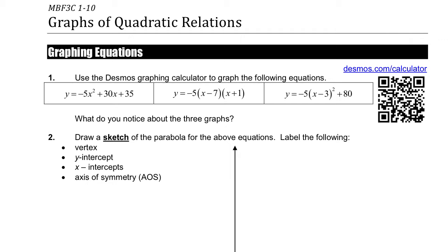So first off, I'd like you to use the Desmos graphing calculator to graph the following equations. You can find Desmos at desmos.com/calculator, and I have a QR code on the screen if you care to use that. But regardless, when you get to the Desmos graphing calculator, type in these three different equations, and it will show you a graph. So do that now.